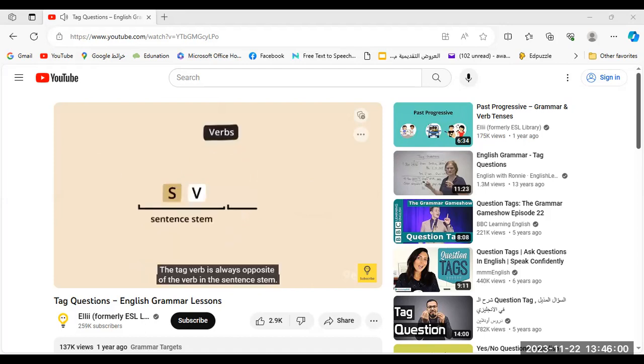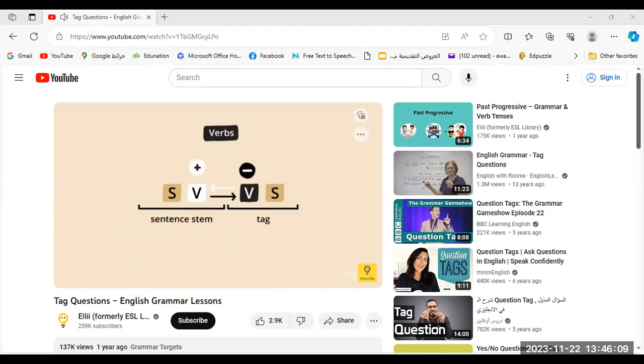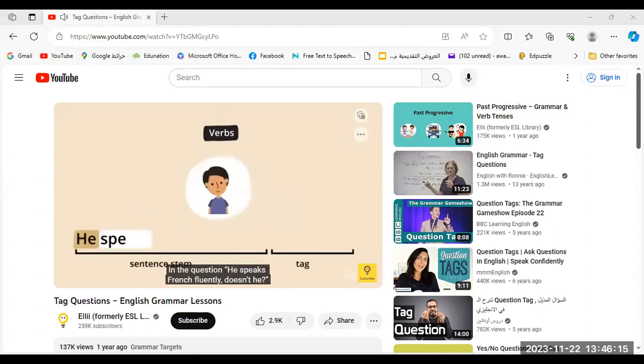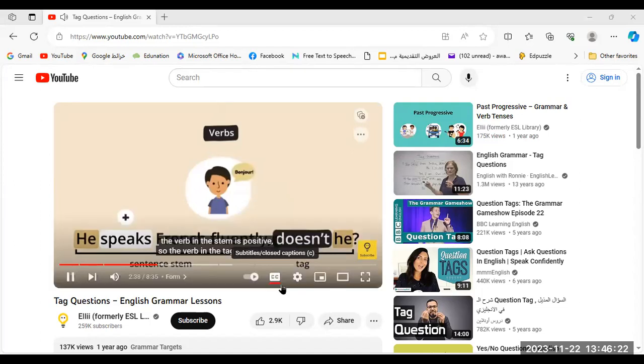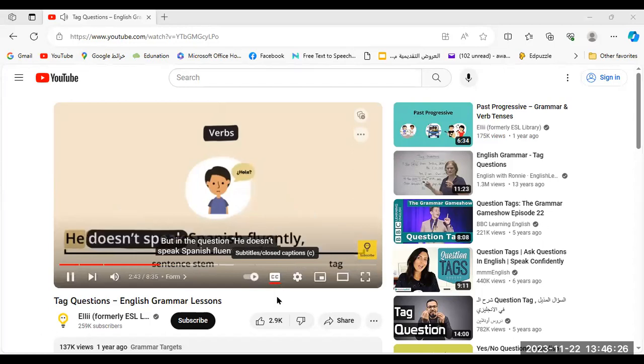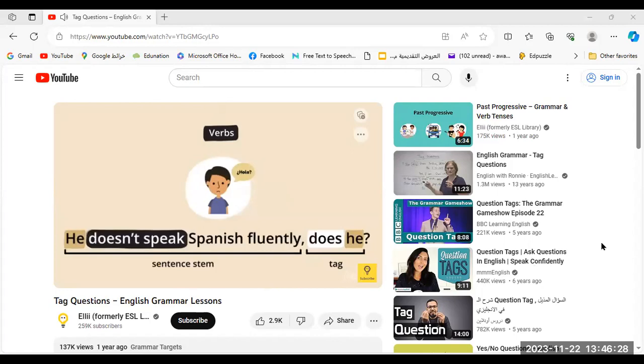The tag verb is always opposite of the verb in the sentence stem. If the verb in the stem is positive, the tag is negative. If the verb in the stem is negative, the tag is positive. For example, in the question, "He speaks French fluently, doesn't he?" the verb in the stem is positive, so the verb in the tag is negative. But in the question, "He doesn't speak Spanish fluently, does he?" the verb in the stem is negative, so the verb in the tag is positive.